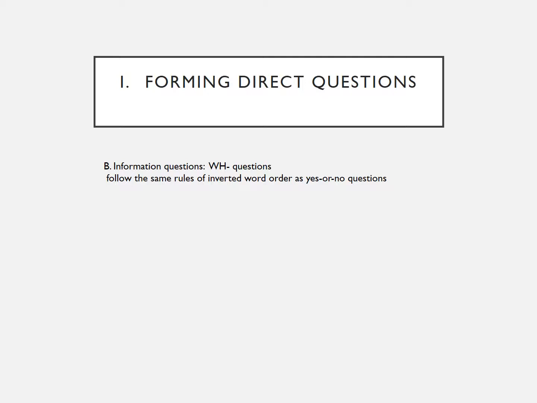The second kind of question is the information question. A WH question needs more information in the answer. It uses a question word like where, why, how, and so on.